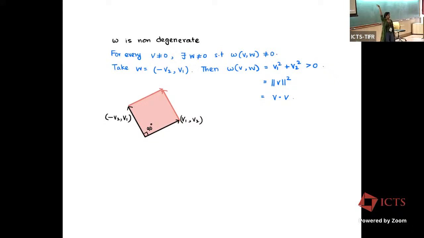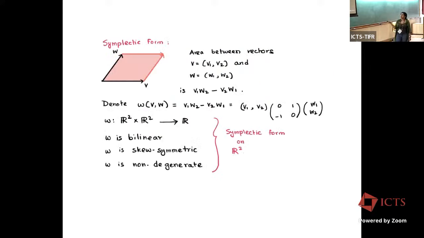Or with the standard inner product, it's v dot v. Somehow all this is related, just a side note. Okay, so let's go back. We had omega with three nice properties: it's bilinear, skew-symmetric, and non-degenerate. And any function which has these three properties on a linear space, so R2 is a linear space, is called a symplectic form. Okay, so now how does this help us?